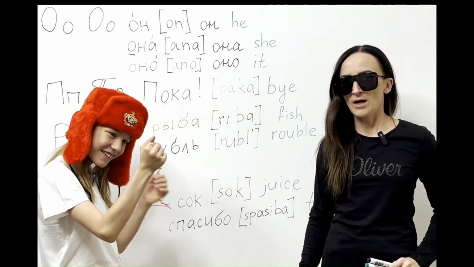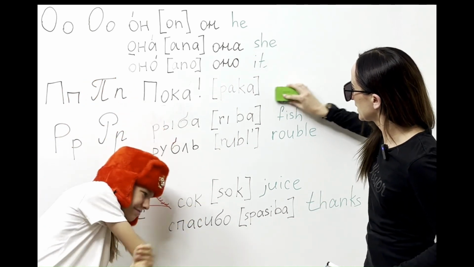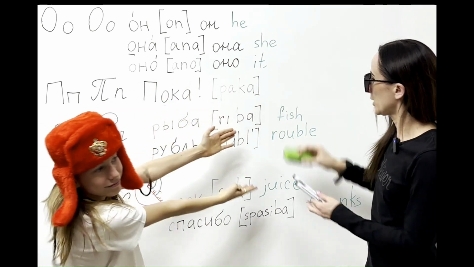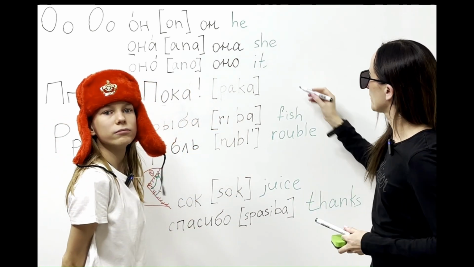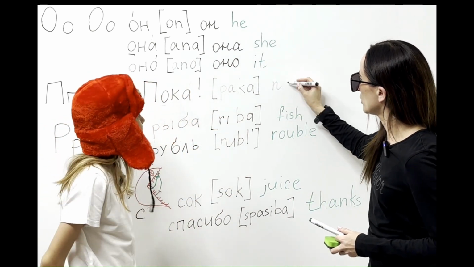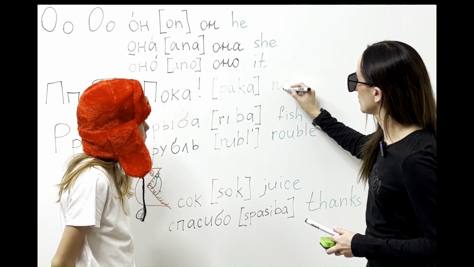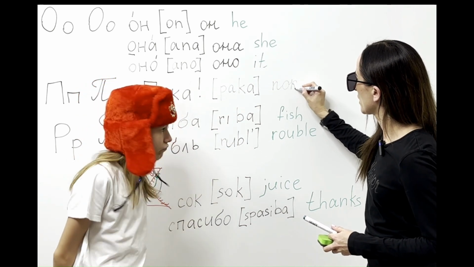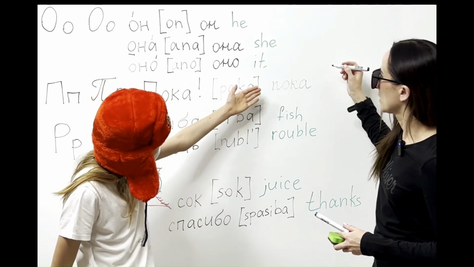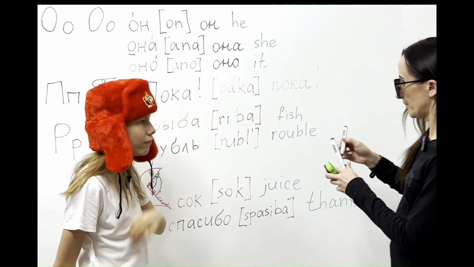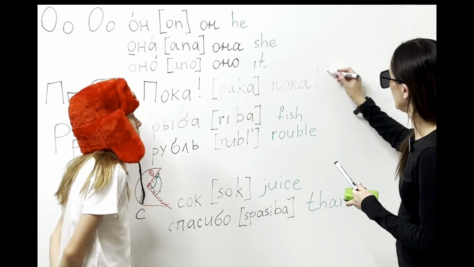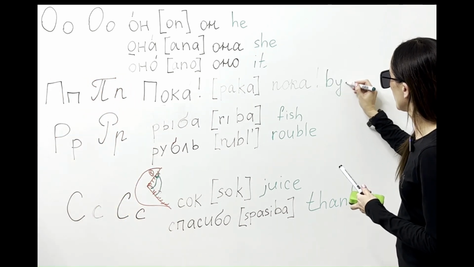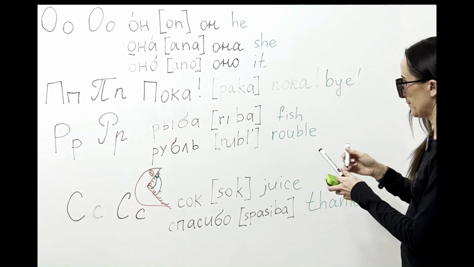We forgot one thing. The cursive form of these words. That's why we are writing these words in cursive. Пока. Bye. I'm going away. Bye.